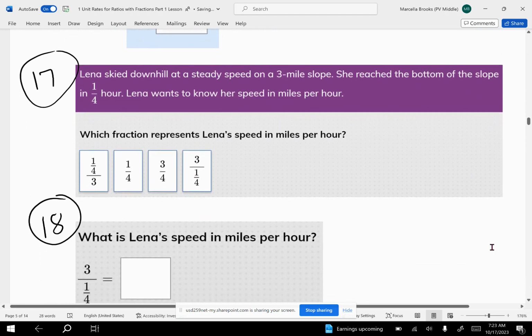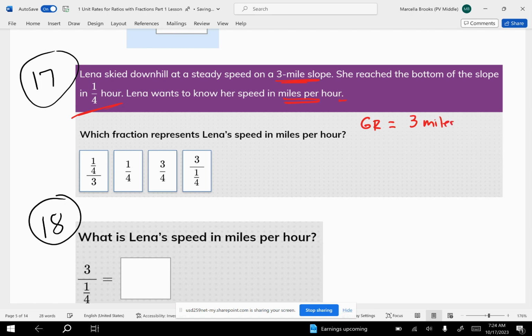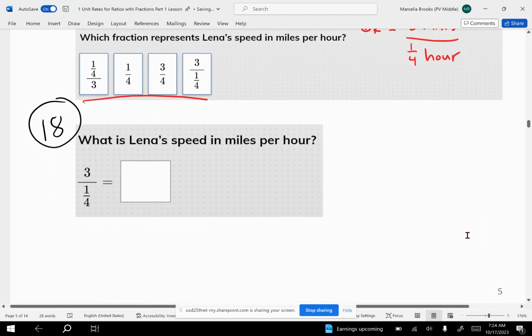All right, Lena skied downhill at a steady speed on a 3-mile slope. So 3 miles is how long she went. She reached the bottom of the slope in 1/4 an hour. So 1/4 an hour is how long it took her. So we want to know miles per hour. That means miles is on top and hours is on bottom. So our given rate is 3 miles in 1/4 hour. So which of those fractions shows that? And then you got to calculate it.